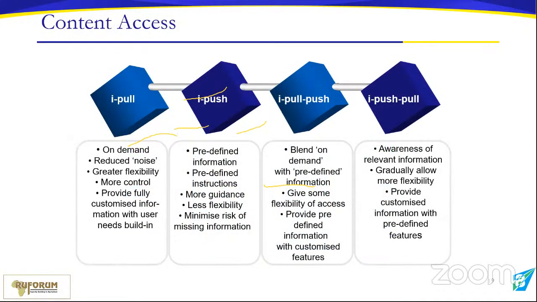So as you are designing your content, you must ask yourself, what is the mechanism the content is going to be accessed through? So it's going to be iPull. So on demand reduces noise and creates greater flexibility. So for example, you can provide fully customized information with user needs built in, okay? But there's more control. You can have iPush, predefined information, predefined instructions, and more flexibility. But you can also have iPull push or iPush pull, depending on how you would like your learners to be.